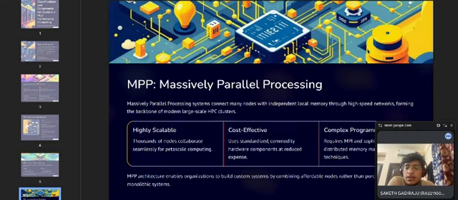So, compute nodes. Compute nodes are the heart of an HPC cluster. They usually contain multi-core CPU systems and sometimes GPUs for accelerating tasks like AI and machine learning. These nodes carry out heavy computational workloads assigned by the user or scheduler. Some clusters also include specialized nodes like GPU nodes and accelerator nodes for specific types of applications.